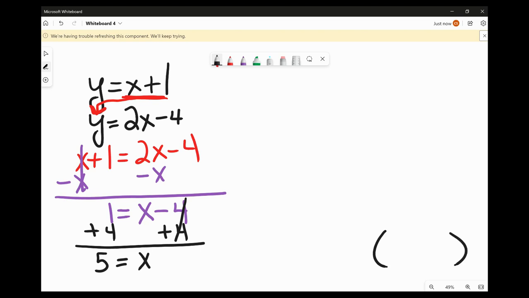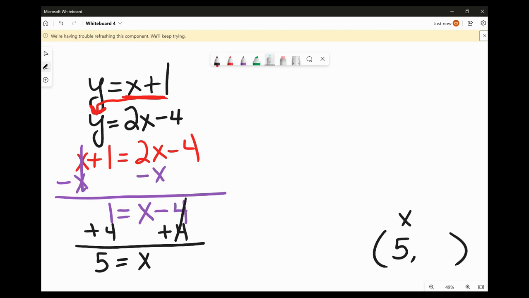So in my coordinate pair, I know that I have x equals 5, so I'm going to put it there. Remember that it's very important to put the x as the first one and the y value as the second one, because that's how a coordinate pair works. Otherwise, you'll be saying that it intersects at the wrong intersection point.